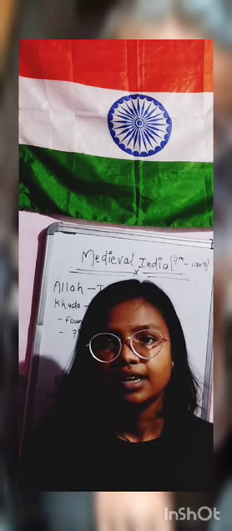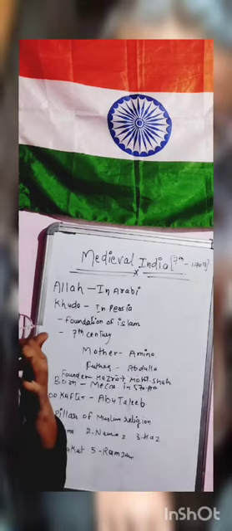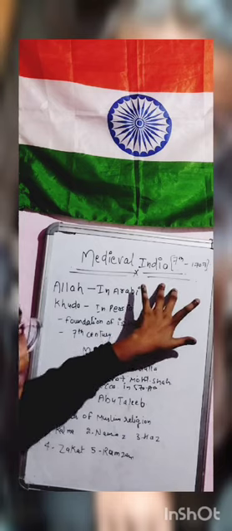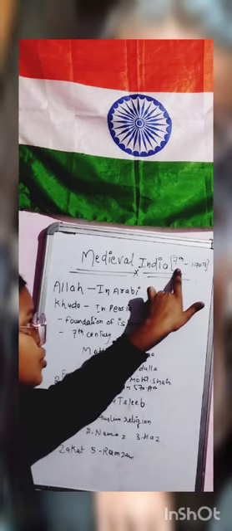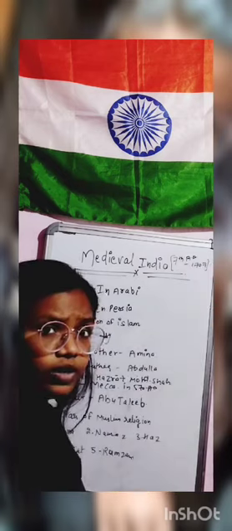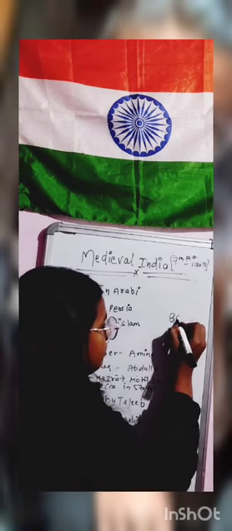So let's just study. I have written something for you that will help you to learn medieval India. I will just start from the board only. Here is medieval India, which I have told you starts from the 7th century. It's not BC, it's from AD. I think you all would know what BC and AD are. Let me tell you what BC is.